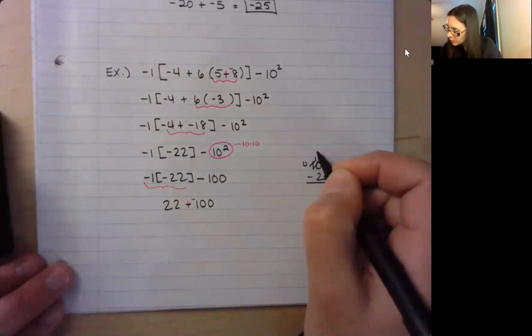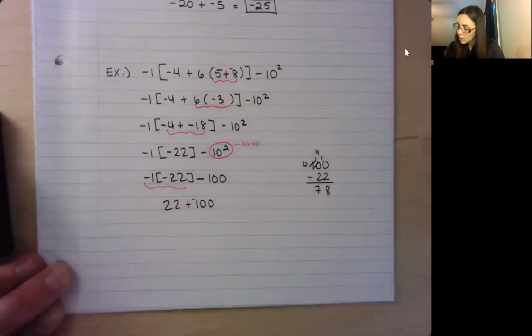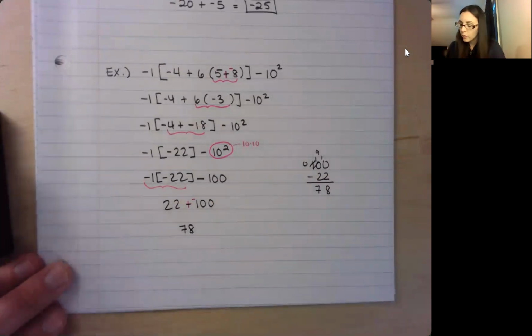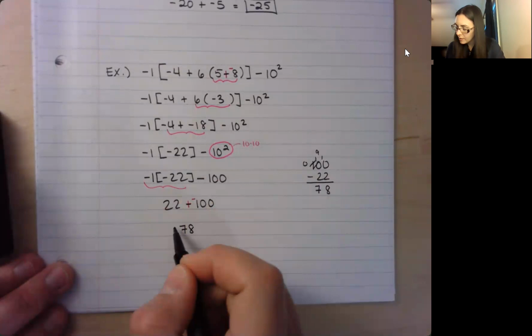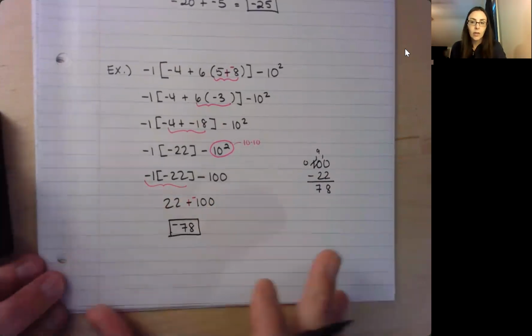And then that way you'll be able to go ahead and subtract. So now I get 78 and then go back and think about the sign. Well, I want more negative, so it's going to be negative 78. So there's my final answer there.